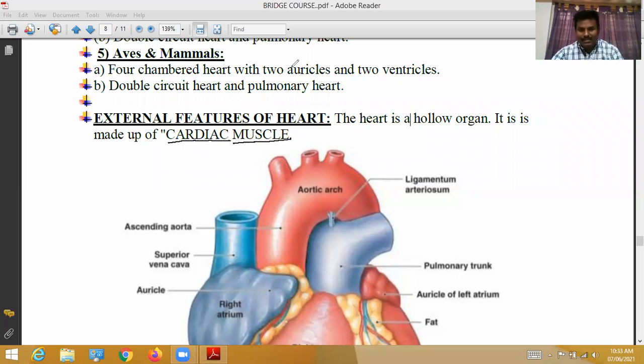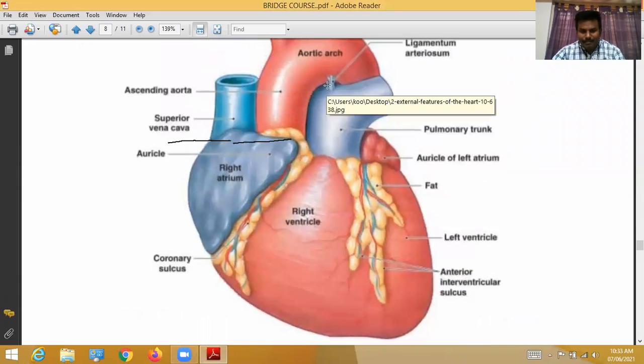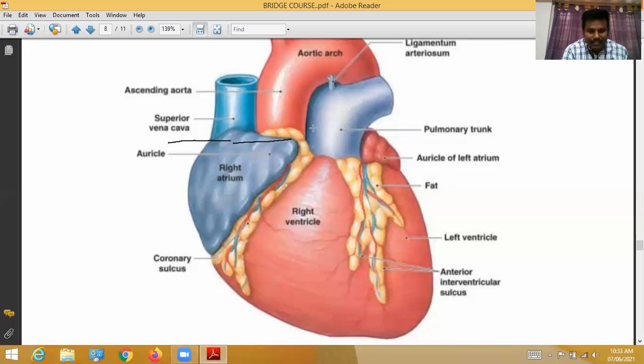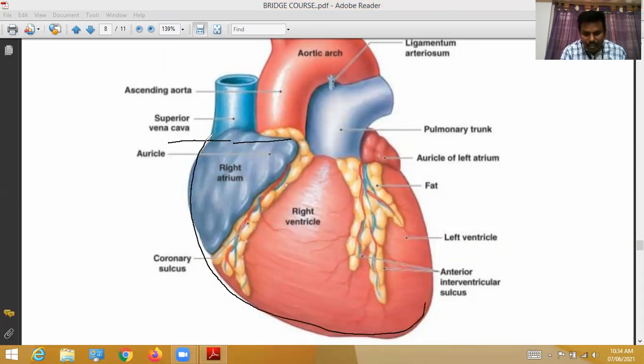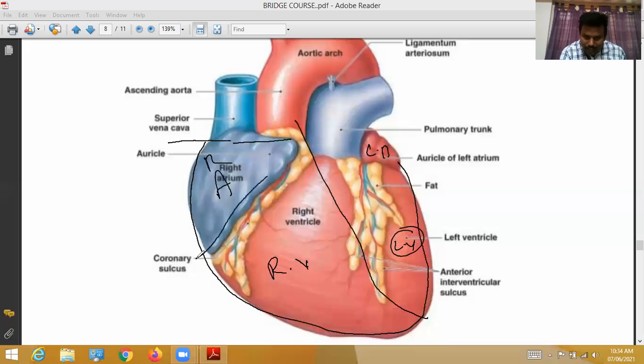If you see this picture clearly, this is the total cardiac muscle, this is the outer cardiac muscle. It has the right auricle, left auricle, right ventricle, and left ventricle. This entire portion is the heart, and it is actually muscle.